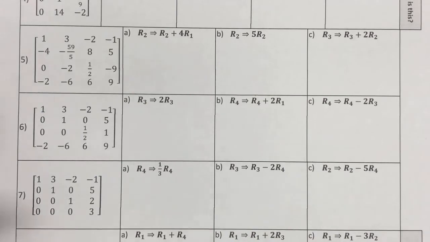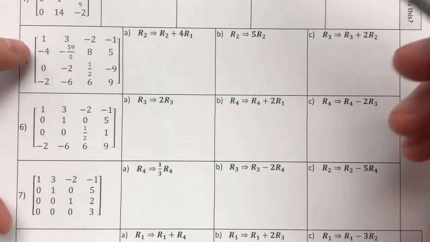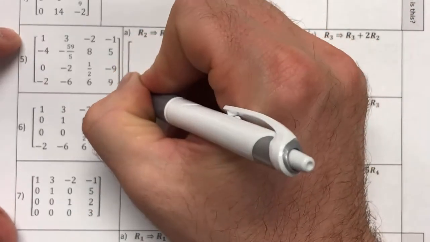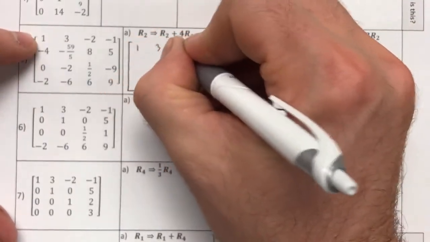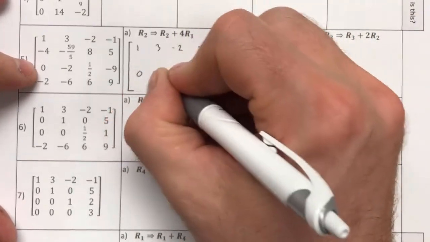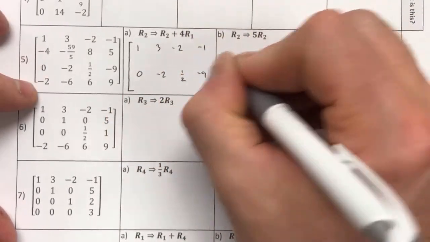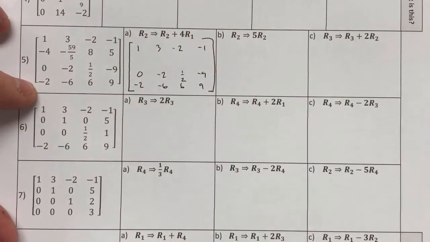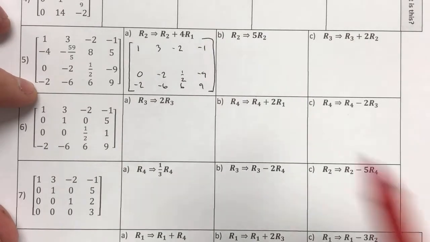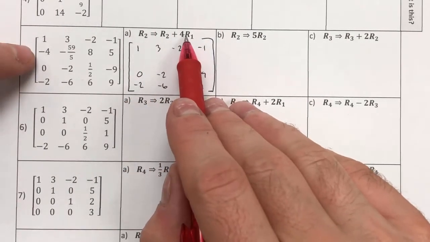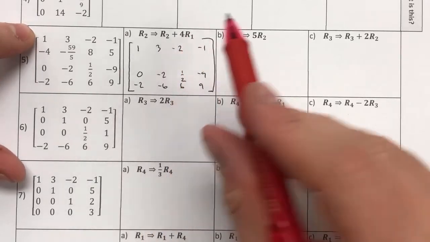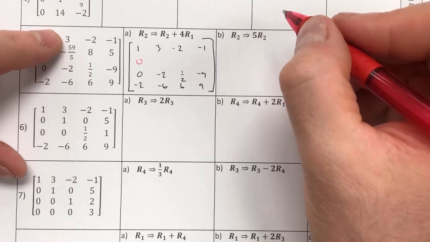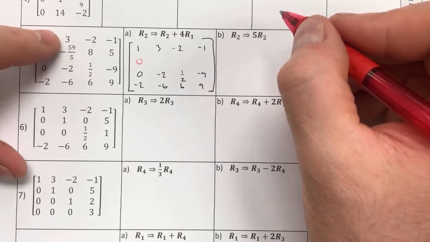Okay, so what we've got going on right here is the identity matrix, or not the identity matrix, this matrix right here. We're going to modify row 2. So I'm going to copy down everything else: row 1, row 3, and row 4. And I'm only going to modify row 2. Take row 2, add 4 of the thing above it. So negative 4 plus 4 of these is going to be 0. Negative 59 fifths plus 4 of those is going to be adding 12.